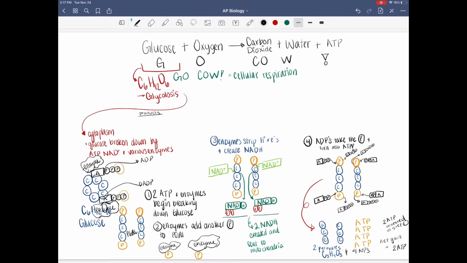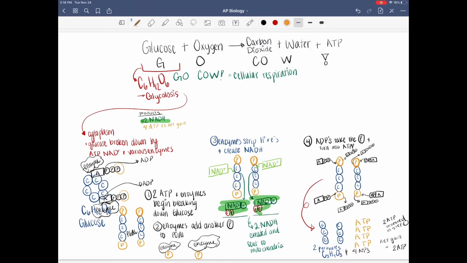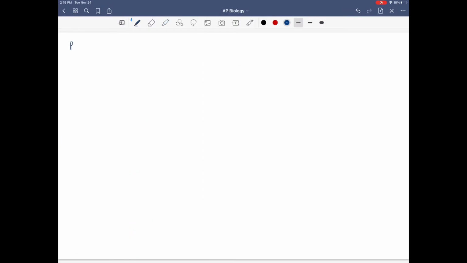All right, so now we're going to look at the final products that we had. We had 2 NADH molecules we made in step 3. These are going to go on to the mitochondria, and we'll look at these again later. We had 4 ATP that we created in the last step. Keep in mind the net gain is 2 since we invested 2. And we have 2 pyruvates. Now these products that we made from glycolysis, your 2 pyruvates and your 2 NADH, are what are going to continue on to the next stage.